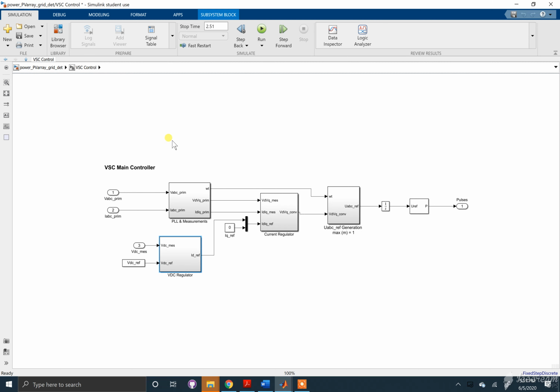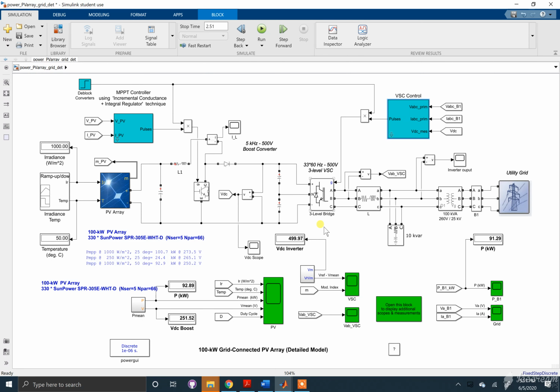You can see it takes the primary side voltage and primary side current, and then you have a voltage regulator and a current regulator, which gets you your VD and VQ values. Then you get your U reference from this block here, and you create a pulse from that U reference value, and that pulse is sent to the inverter here to manage the switching.